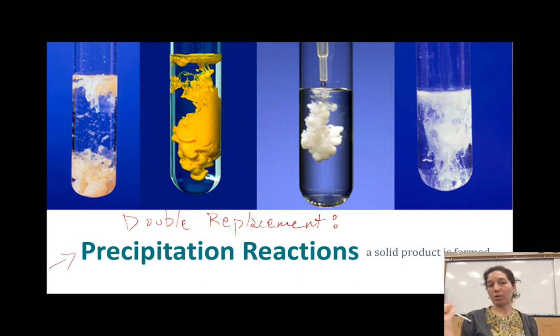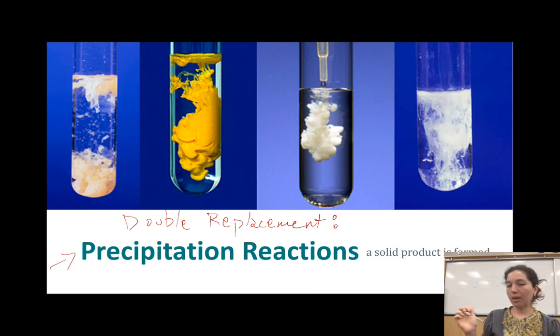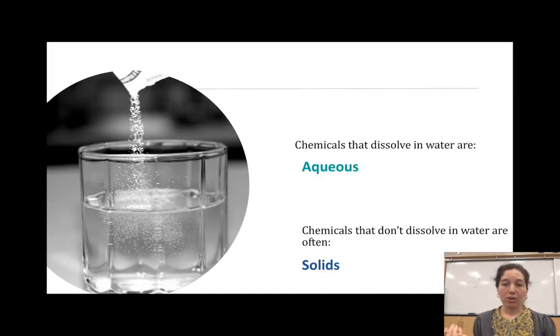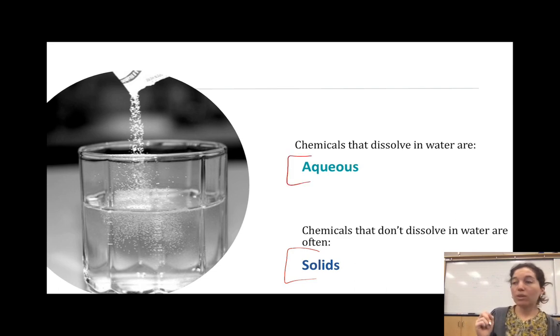And what's unique about precipitation reactions, if you remember in lab this week, you mix two chemicals and a solid product formed. So we have two clear things. This is clear, this is clear, and when you mix them together, we see this entirely new chemical form, which is a solid, and oftentimes that is cloudy looking to us. So that raises the definition: things that don't dissolve in water are called solids, and the things that dissolve in water are called aqueous. So these are not liquids, they're aqueous.